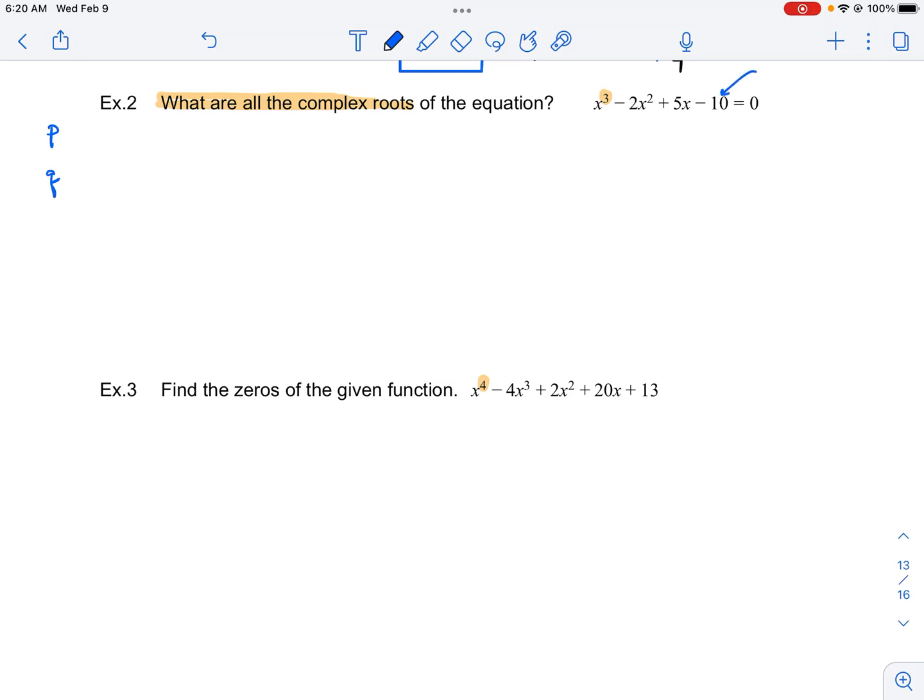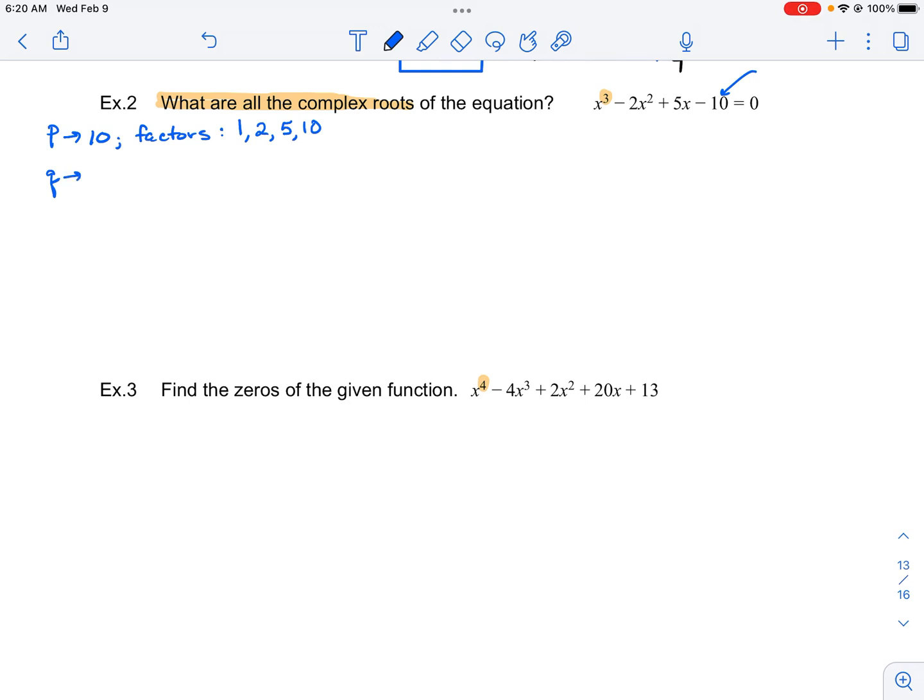So we need to create our P over Q ratio. Our P value is going to be this 10. So 10 is P. And remember, we want the factors of 10. So stop and take a moment. Think about the numbers that multiply together to be 10. 1 will divide into 10. 2 will divide into 10. 5 will divide into 10. And don't forget 10. It divides into itself.